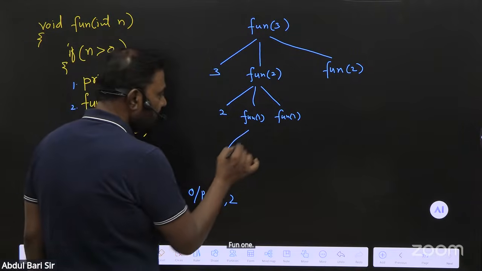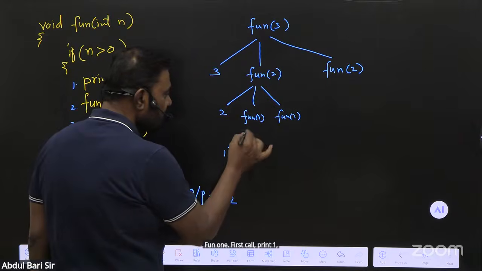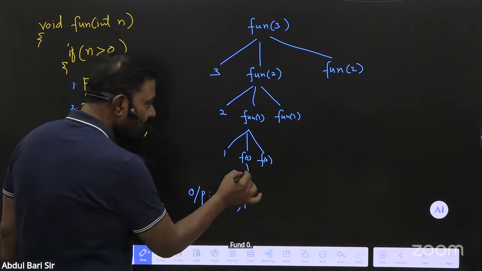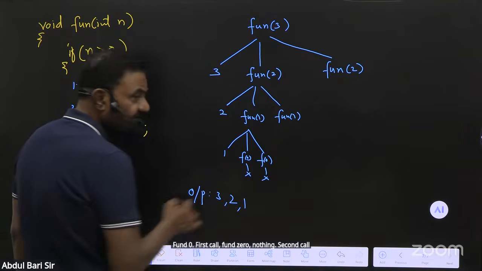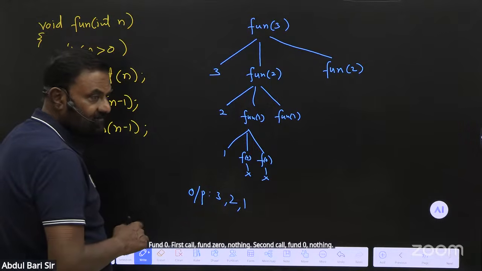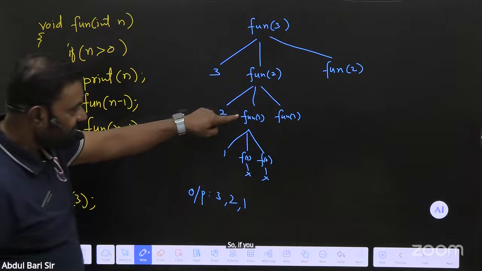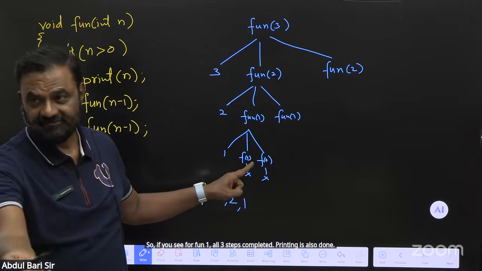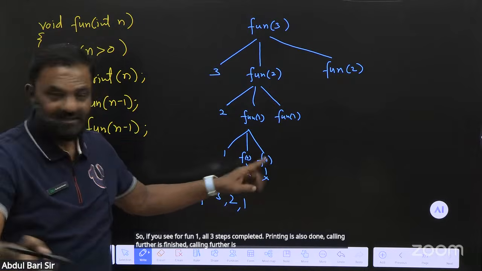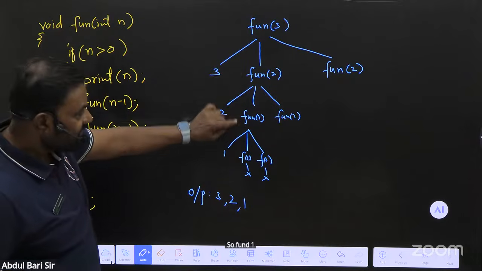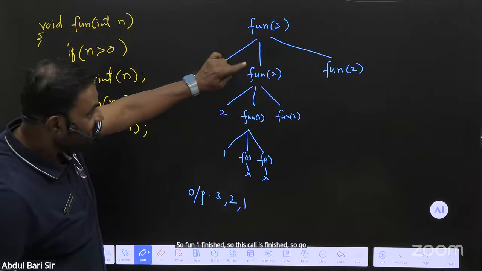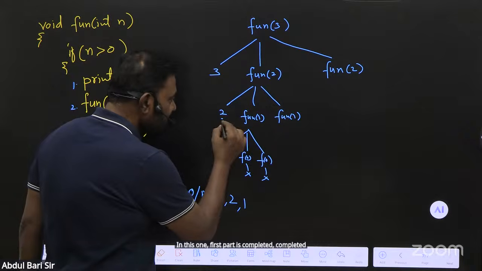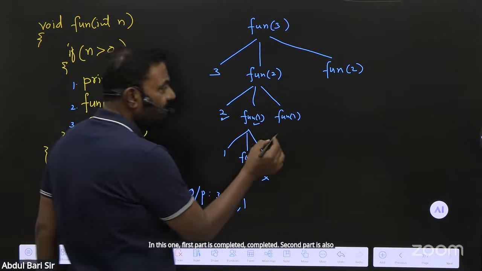First call, print 1, call fun 0, fun 0. Print 1. First call, fun 0, nothing. Second call, fun 0, nothing. So if you see for fun 1, all 3 steps completed. Printing is also done, calling further is finished. So fun 1 finished. So this call is finished. So go back. In this one, first part is completed, second part is also completed. Third part, it has to start.